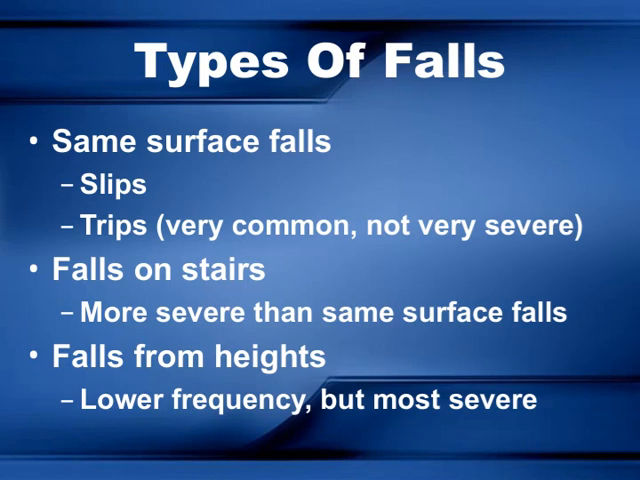Let's start by looking at the different types of falls. First, we have same-surface falls. These are slips and trips that happen when you're on the same level, like slipping on a wet floor or tripping over an obstacle. Trips are actually quite common, and while they can be disruptive, they're usually not very severe.